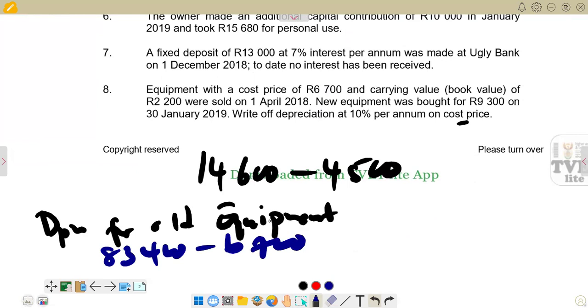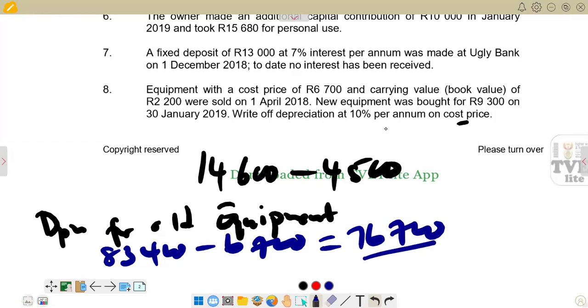So we are saying 83,400, and then we subtract 6,700. So we are going to get 76,700. So this is what we get in terms of the gross carrying value or the cost price of the old equipment. So this one stayed for the whole year.